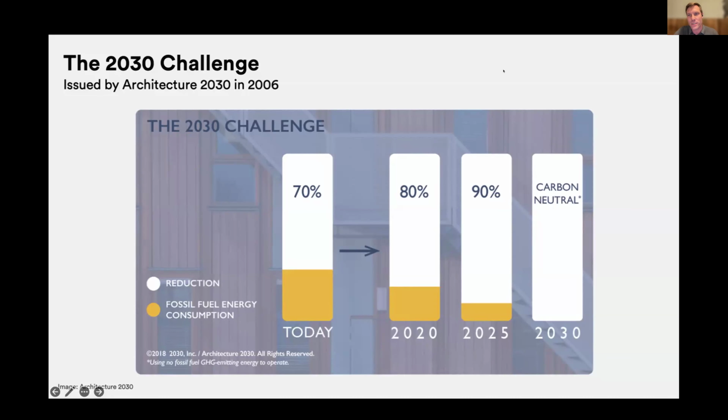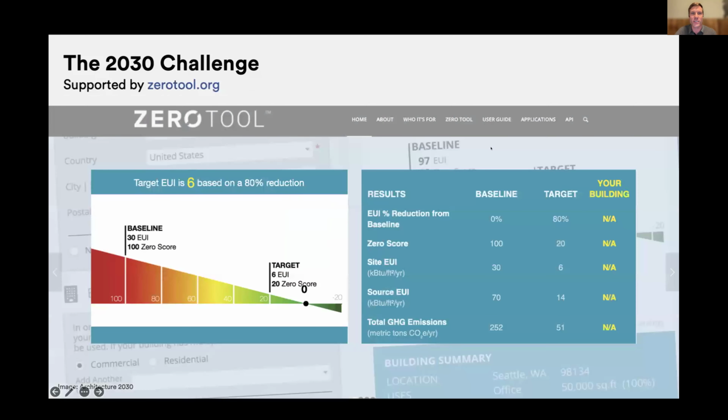And as we've gotten closer, we've had to evolve some of our understandings of these core concepts. Together with the 2030 Challenge, Architecture 2030 put out a really neat platform called Zero Tool, which many people on this call have used in some way, either natively through the web interface or via API. Zero Tool is the tool that Architecture 2030 created to help meet the 2030 Challenge. And you see here in these graphics generated by the tool, the fact that they had to start to refine the carbon neutral vision and the idea of what is fossil fuel energy use over time.